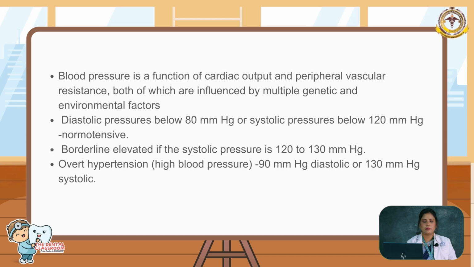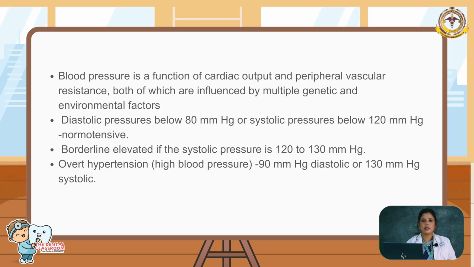So we classify hypertension into normotensive, borderline elevated or overt hypertension. What is normotensive? So when the BP is within the normal range, that is between 120 mm of mercury and 80 mm of mercury. We call it as borderline if it is in the range of 120 to 130 systolic and diastolic 90 mm of mercury. Overt hypertension when it is above 130 mm of mercury systolic and above 90 mm of mercury diastolic. So this is the definition of hypertension.